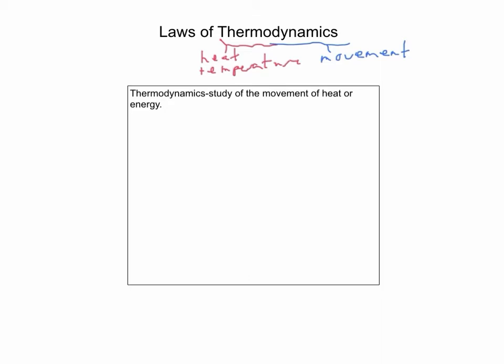When we talk about thermodynamics, there are 3 laws of thermodynamics. These are rules that we've observed in nature that always hold. It doesn't matter where in the universe you are, under what conditions, the laws of thermodynamics always hold. So the first law is that the total amount of energy in the universe is constant.